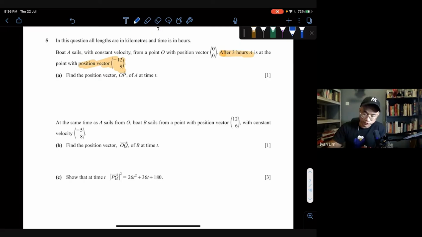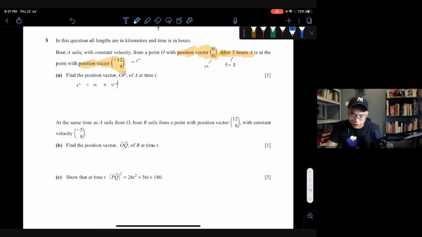R equals to U plus VT. Then you see whatever. What are they giving you here? They say after 3 hours, it is at -12, 9. My position is at -12, 9 of this boat. So this will be my R. Okay, this will be my T. Okay, T equals to 3, right? U will be, okay, U is also given to us. U is 0, 0.